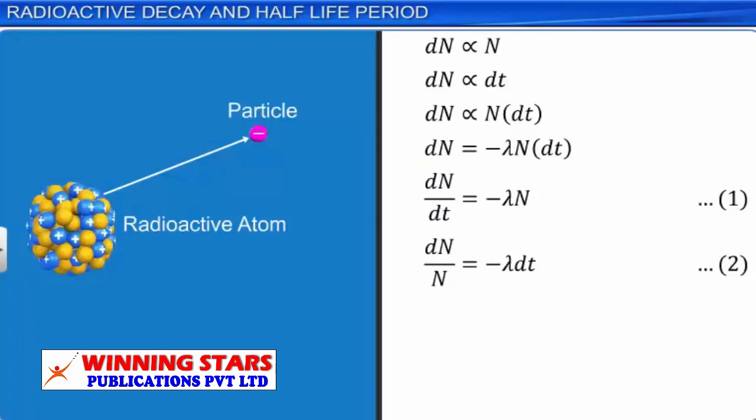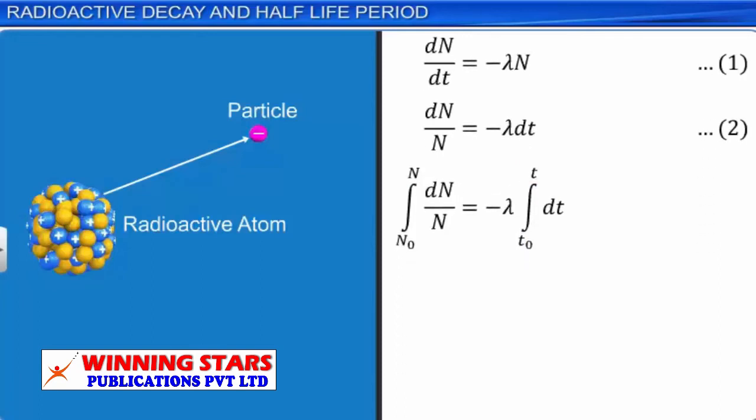Integrating equation 2, we get integral dn by n in the limits n naught to n is equal to minus lambda integral dt in the limits t naught to t. Here, n naught is the initial number of nuclei at time t naught, and n is the number of nuclei at a later time t. Evaluating the integral, we get log n to the base e minus log n naught to the base e is equal to minus lambda times t minus t naught.